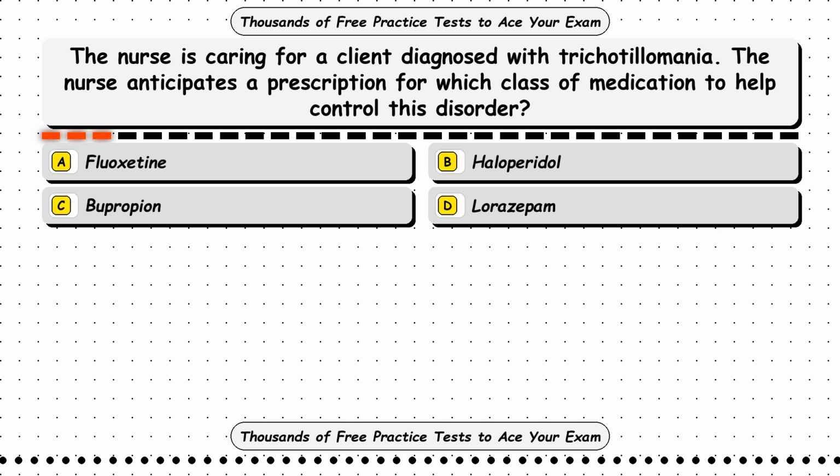Question 68. The nurse is caring for a client diagnosed with trichotillomania. The nurse anticipates a prescription for which class of medication to help control this disorder. Option A, fluoxetine. Option B, haloperidol. Option C, bupropion. Option D, lorazepam.